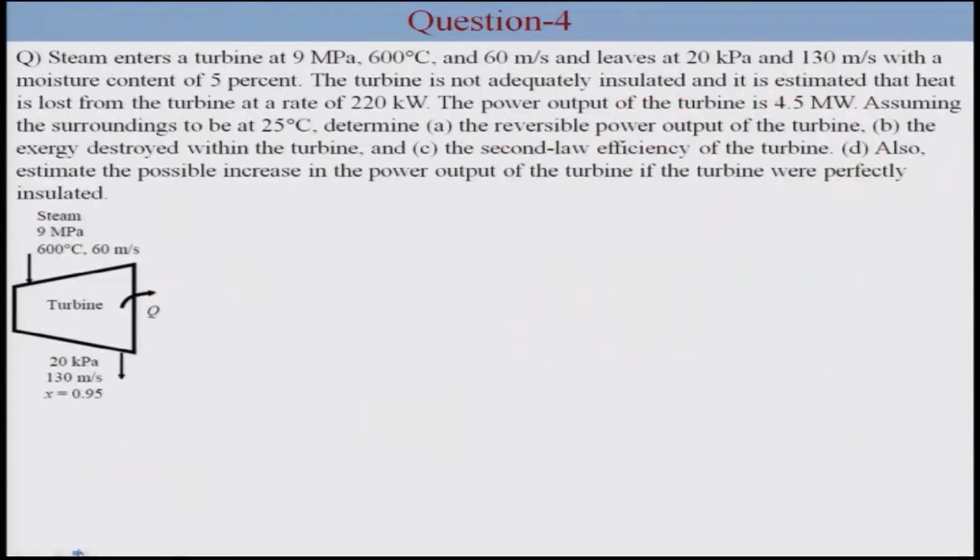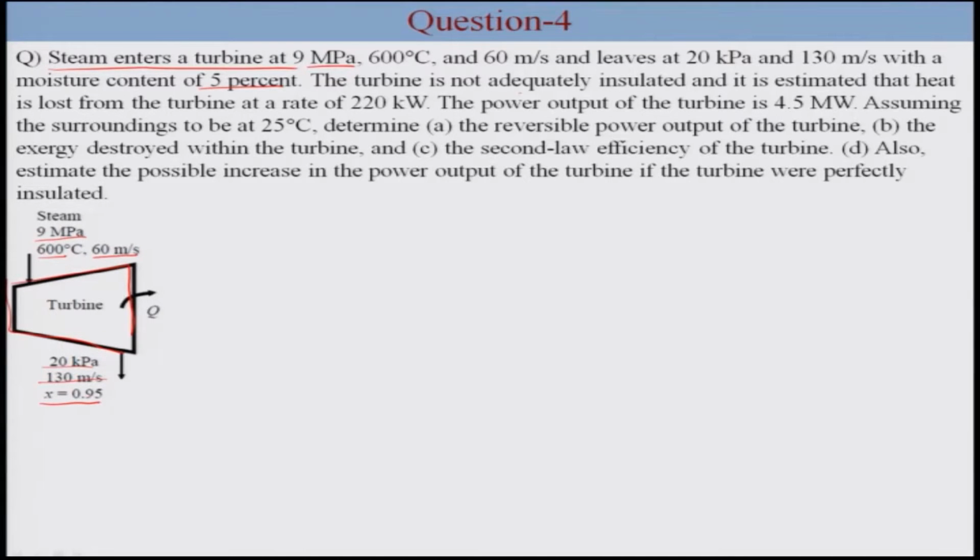Moving on to the next question. In this question, steam enters the turbine at 9 megapascal. This is the turbine. Steam enters at 9 megapascal, 600 degrees Celsius and 60 meter per second, and leaves at 20 kilopascal, 130 meter per second with a moisture content of 5%. So this 5% means X is 0.95.